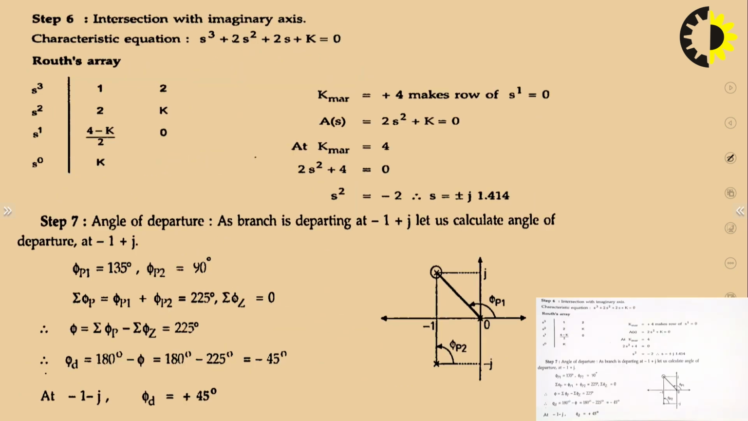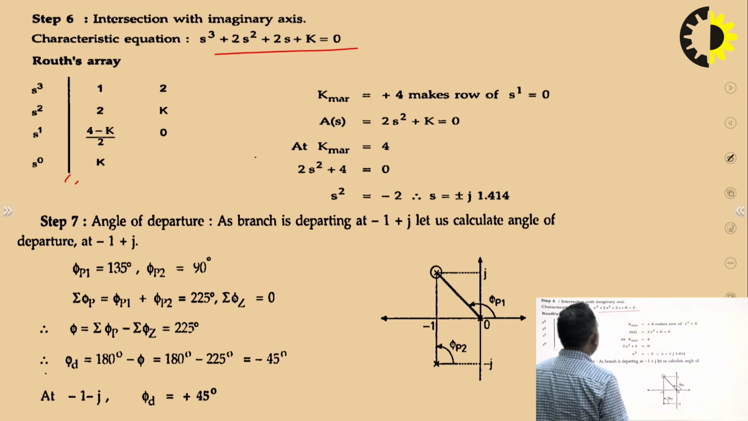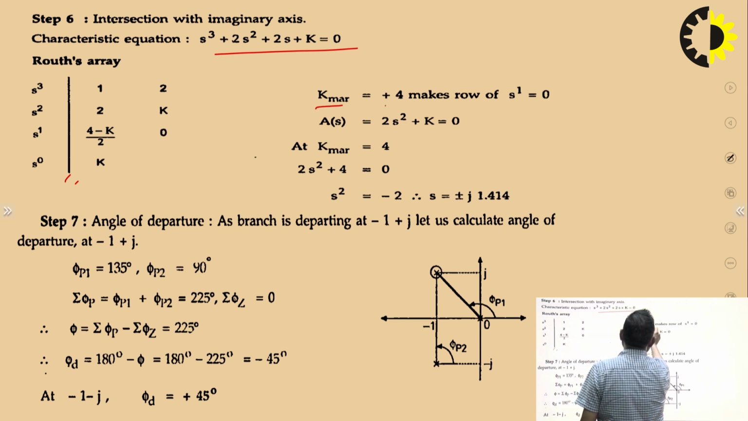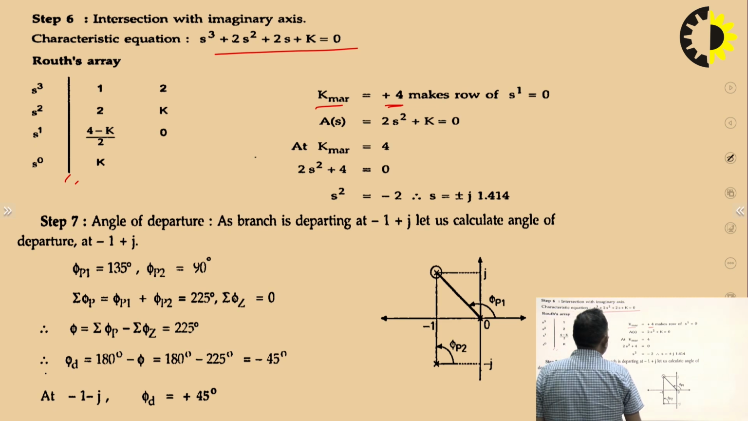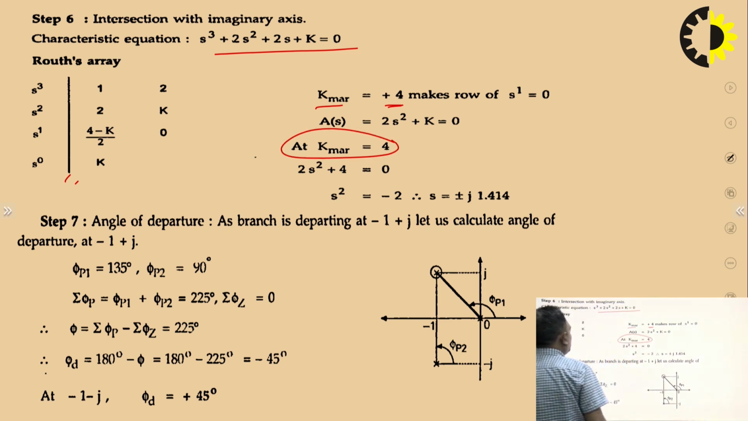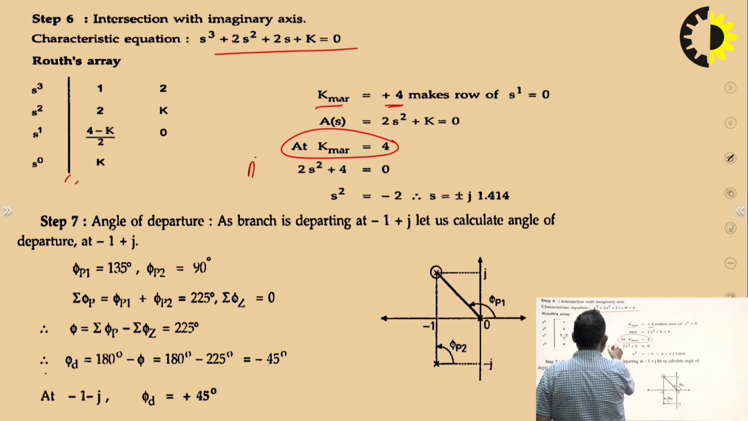Now we will check the point at which this root locus will cut the imaginary axis. Again we will take the characteristic equation and apply the Routh-Hurwitz criterion over it. After applying it, we are getting k marginal equal to 4. It means that at gain k equals 4, the root locus will cut the imaginary axis, and the auxiliary equation is 2s square plus 4 equals 0.